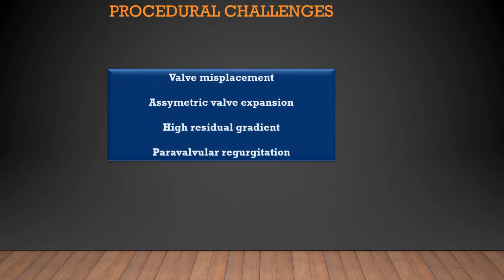So if we were to look at procedural challenges, what procedural challenges might we face when we are doing percutaneous aortic valve replacement in patients with bicuspid aortic stenosis? The concerns might include a valve misplacement, and we'll go over that as to the shape and size, the contour of the bicuspid pathology. Where exactly you are going to place your percutaneous heart valve can change. So you could certainly misplace the valve.